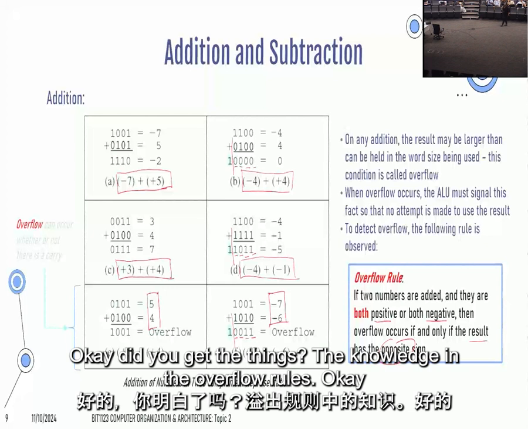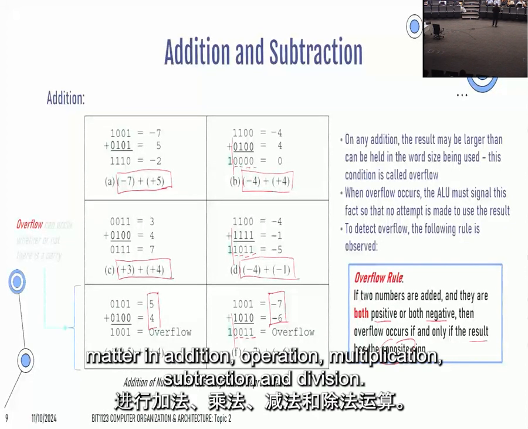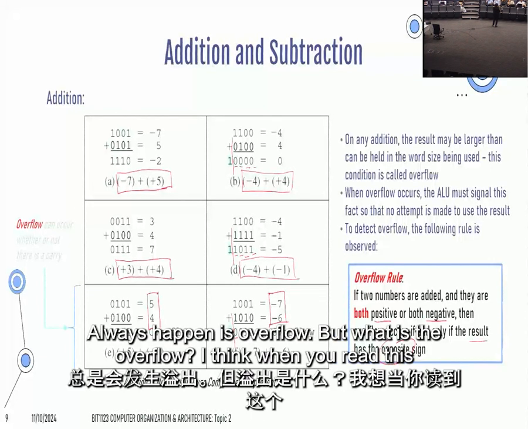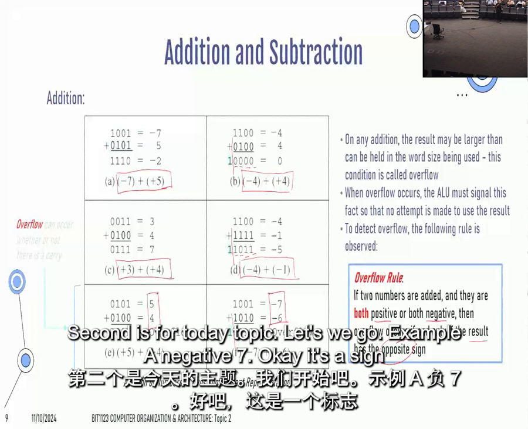Okay, did you get the knowledge in the overflow rules? Overflow happens whenever you do an operation. It doesn't matter whether it is addition, multiplication, subtraction, or division. It always happens. It's overflow. But what is the overflow? I think when you read this, you got what it means. In addition, overflow is most important. Second gist for today's topic.